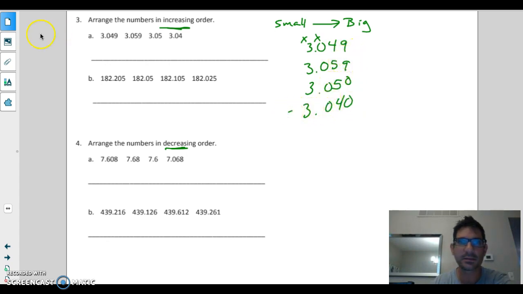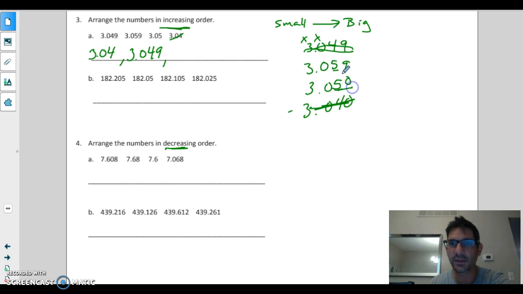So I know that this 3.04 is first. Then 3.049 would be next. So I can get rid of this one and I can get rid of this one. Now I got 5 and a 5. So this is 50 and this is 59. So that's going to be 3.05 and the last one 3.059. Okay. Same thing, but now on this one, I'm not going to do this one.